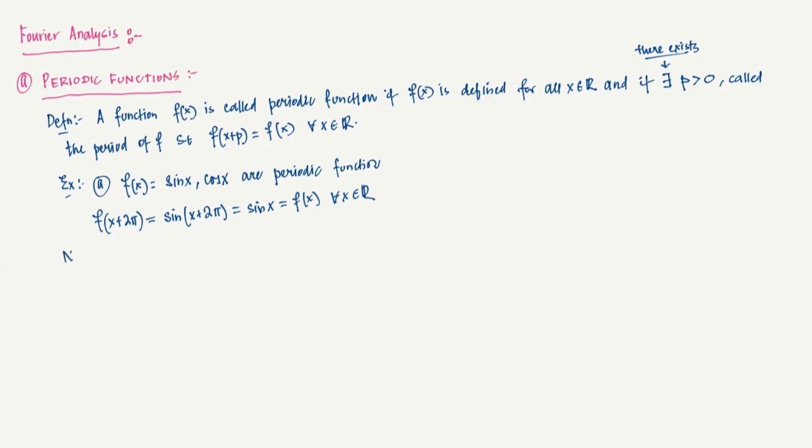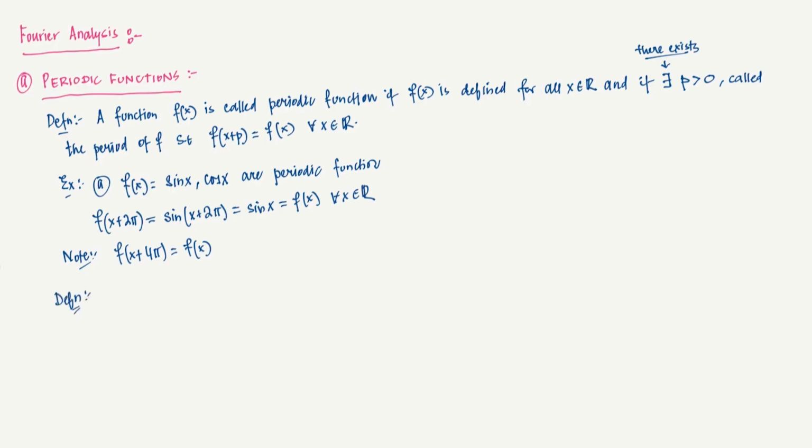Now note, if I am doing x plus 4 pi, then I also end up with sine of x, which is f of x. So in this case 2 pi is a period, and 4 pi is also a period. So what's going on here? Nothing is going on. Essentially, the period of a function may not be a unique number, since the function is basically copying itself over a certain interval.